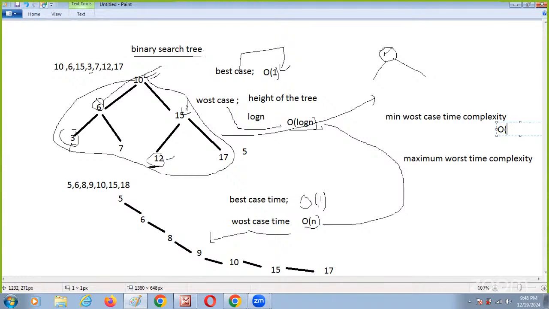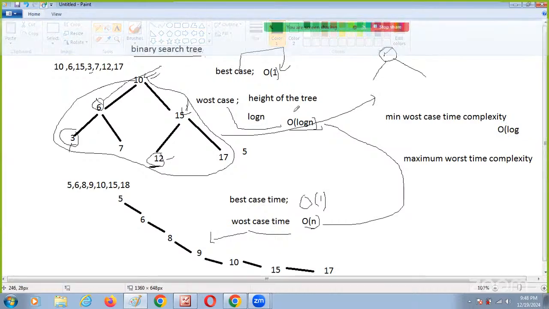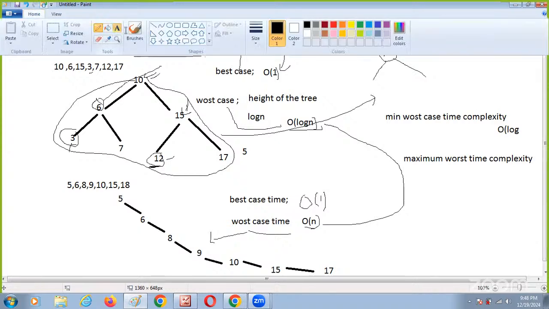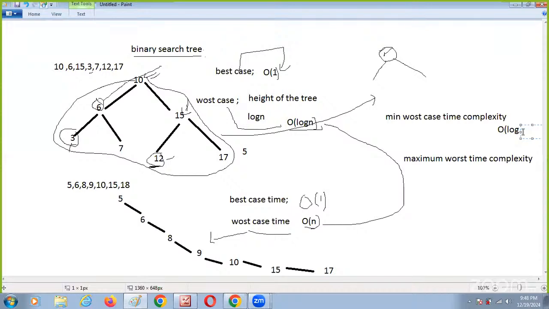Whether you use theta notation, big O notation, or small o notation, there is no issue. I'm just writing order in general at this point of time: order of log n. The minimum worst case time complexity.